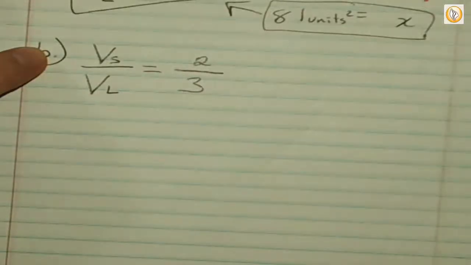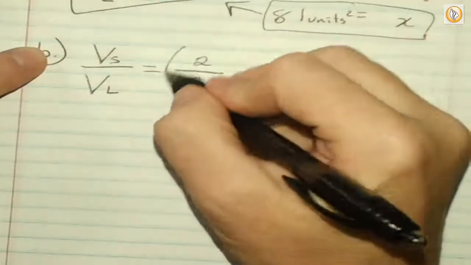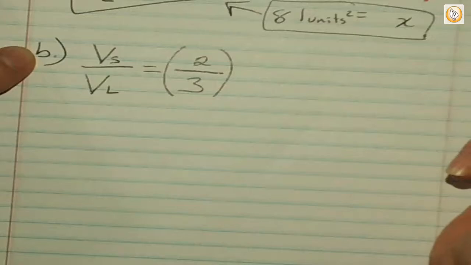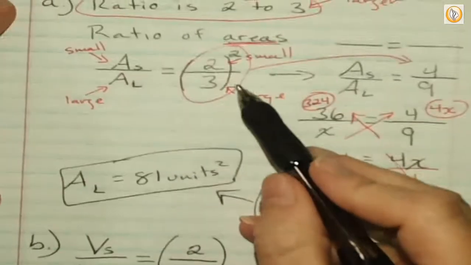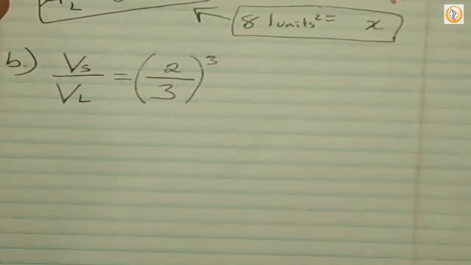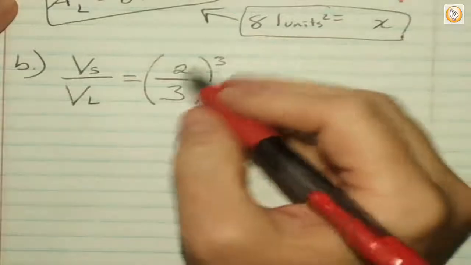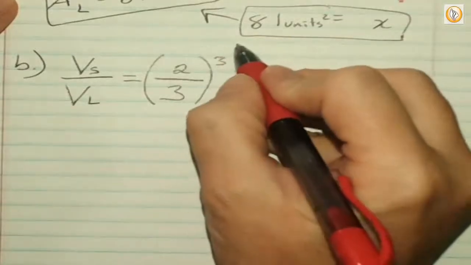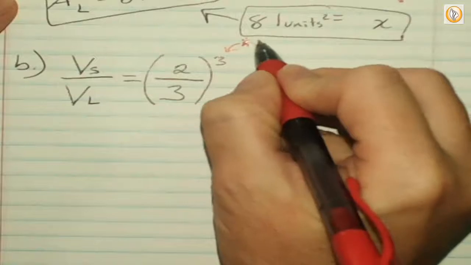Now, Miranda, this time we're doing volume. What do I do with my ratio? For area we squared it. For volume, what do we do? Cube. You cube it. Very good. Because it's volume, we're going to cube it. So make sure you see that. That means volume.